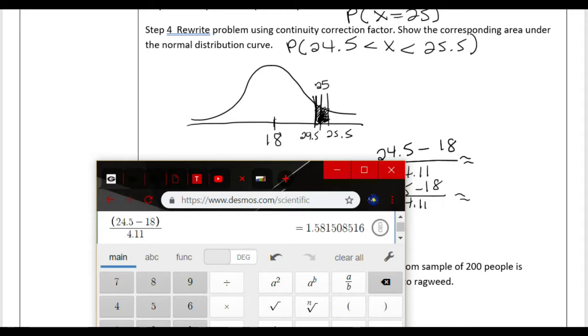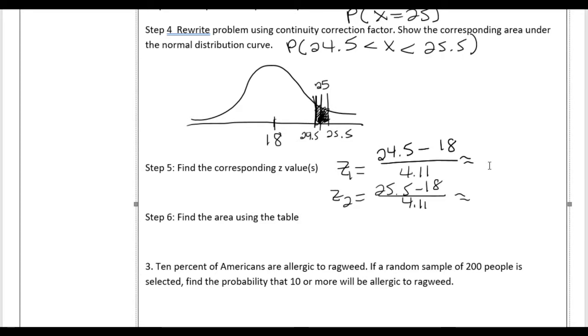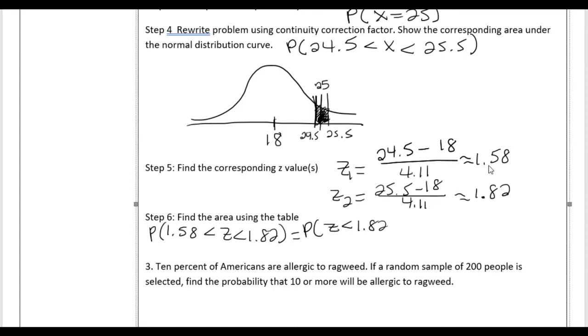We got 1.58, and 1.58, 1.82. Okay, so those are our 2 values. So find the area using the table. Since we're finding the area between 2 things, the probability that z is between 1.58 and 1.82, then we're going to subtract the value for 1.82 minus the value for 1.58.